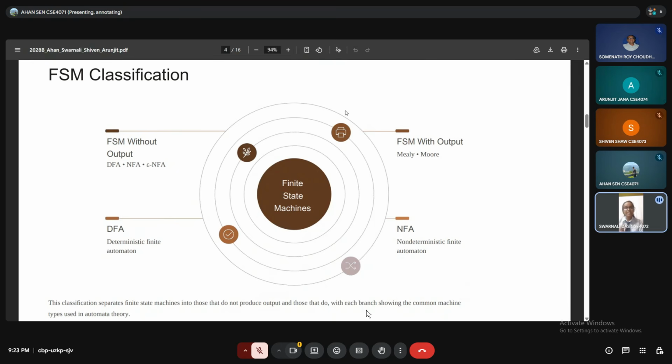FSMs are classified into 2 types, with output and without output. Without output examples are DFA and NFA. With output are Mealy and Moore machines. DFA is deterministic finite automata, which has only one path, while NFA has multiple paths.